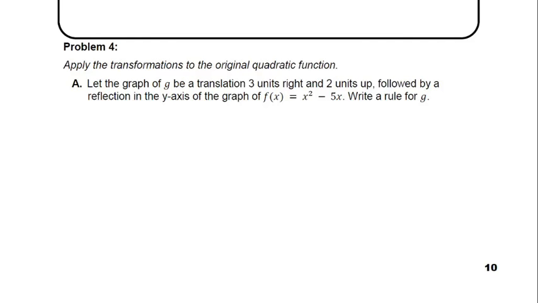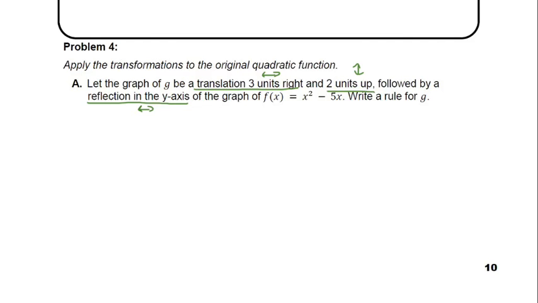Okay, so they say let the graph of g be a translation 3 units right, 2 units up, followed by a reflection in the y-axis. So we've got a translation 3 units right. That's a left and right. 2 units up, that's an up and down, so that's outside, followed by a reflection in the y-axis. Well, to reflect in the y, that's an inside thing. That changes the x-coordinates, so that's a left and right thing. Okay, so we got 2 insides and an outside.